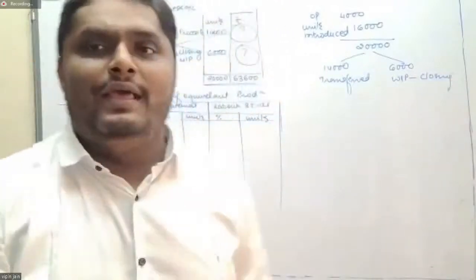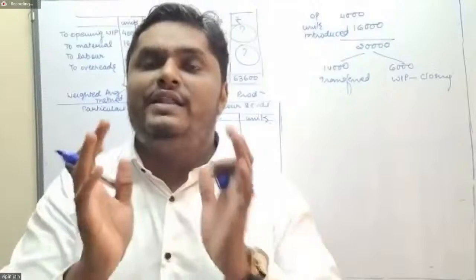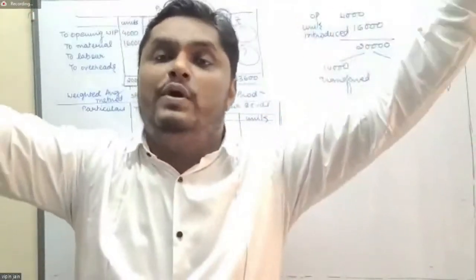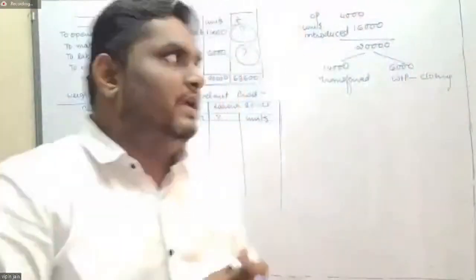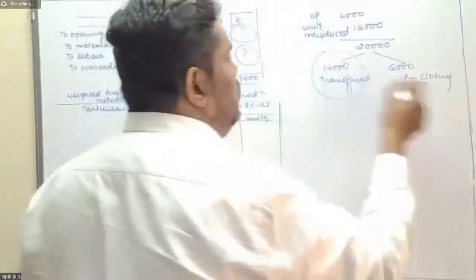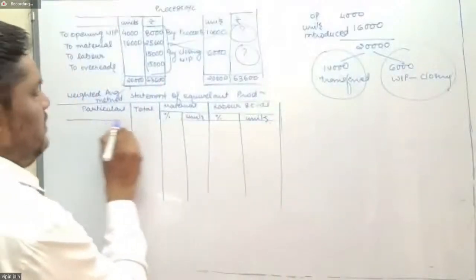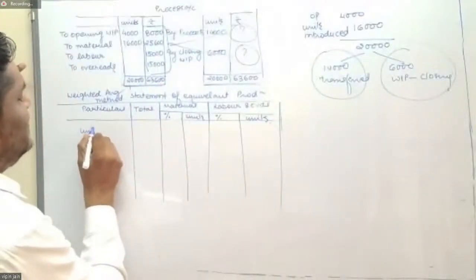So now we are discussing weighted average method, and in this method, no need to do bifurcation. How much is the opening work in progress, units started and completed? Very simple. There will be only 2 points that will appear in this statement of equivalent production. So first one is units transferred.